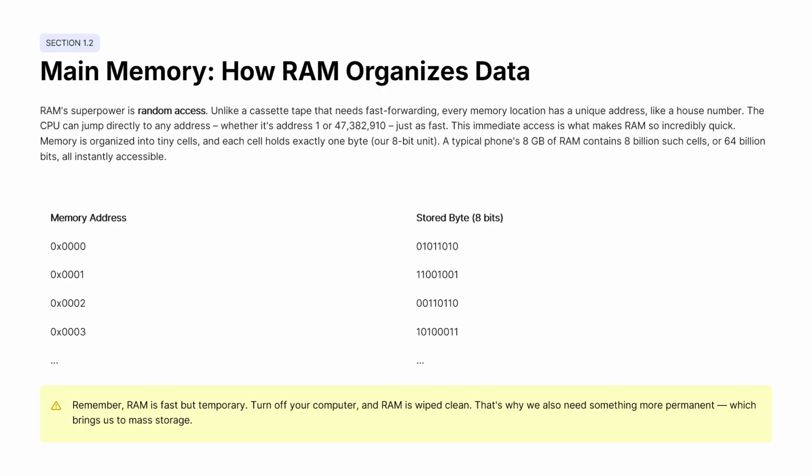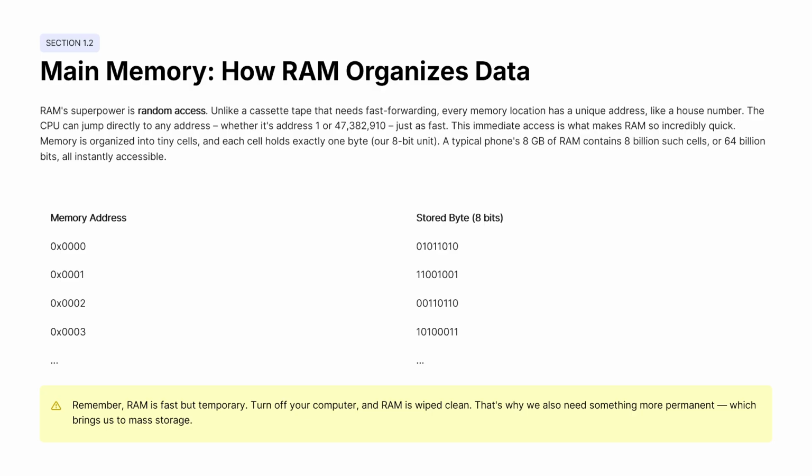RAM isn't like that. Every memory location has a unique address, like a house number. The CPU can jump to address 47,382,910 just as fast as address 1. That's what makes it so fast. Memory is organized into cells, and each cell holds exactly 1 byte.